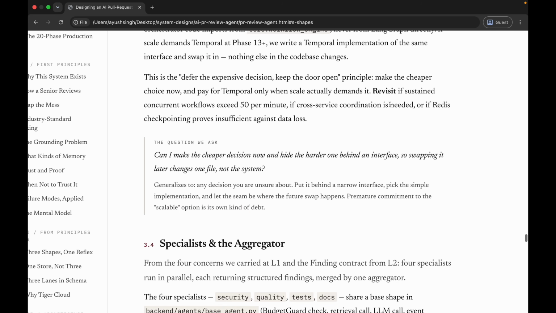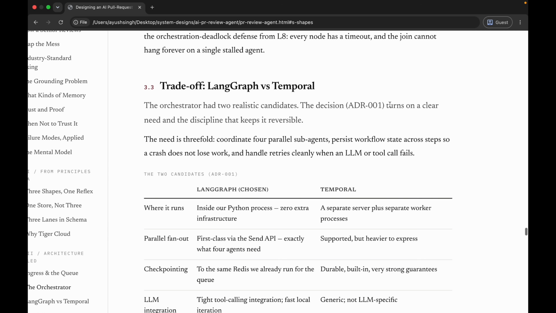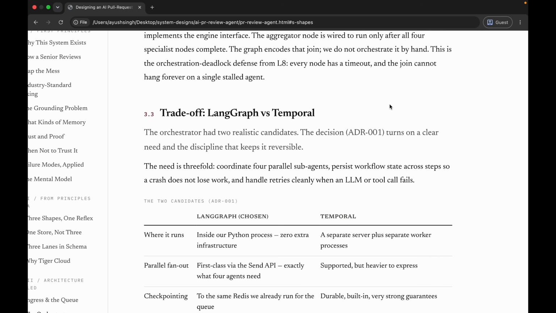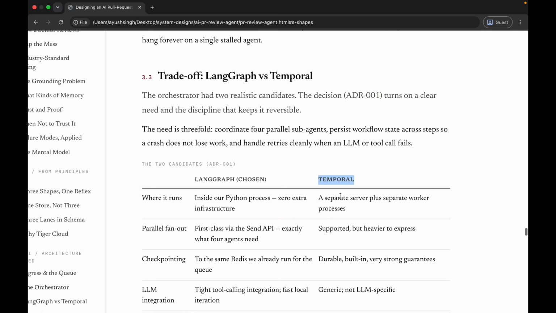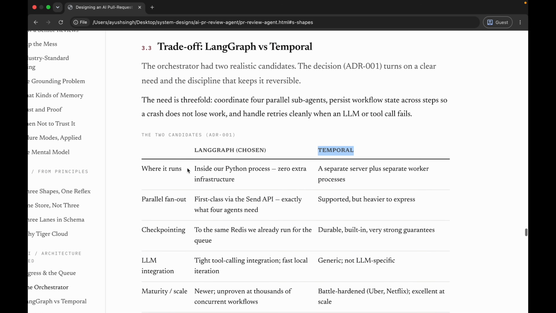Now, the way to think about it is that there were two different orchestrators we had to choose from. The first one was LangGraph and the second one was Temporal. And again, we are choosing this because it makes sense. LangGraph runs in our Python process itself. It does not need extra infrastructure. Temporal is a separate server altogether, so that's why we are not going ahead with that.